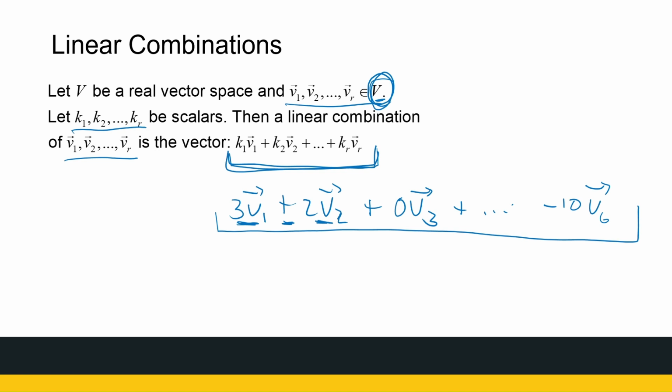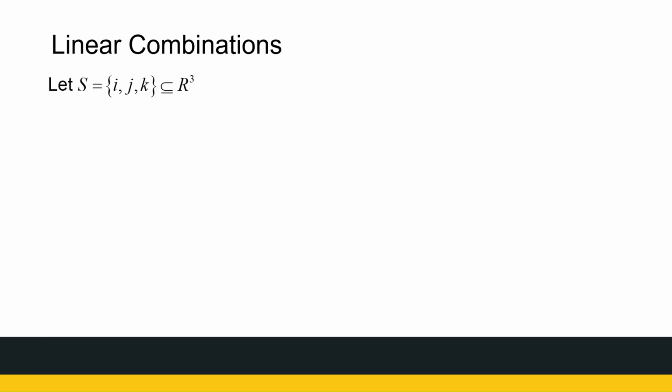So a linear combination of those vectors is any combination like that, and some of these numbers could be 0, so we don't necessarily have to use all the vectors. But a linear combination is another vector that's back inside that set. So let's take a look at a real example.